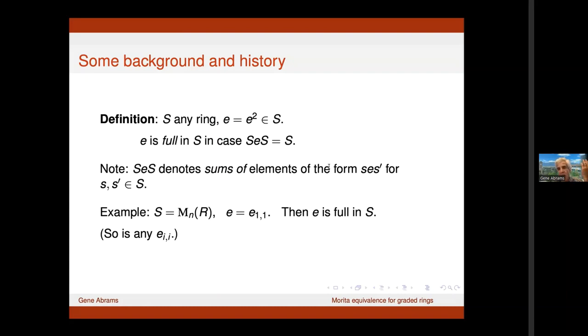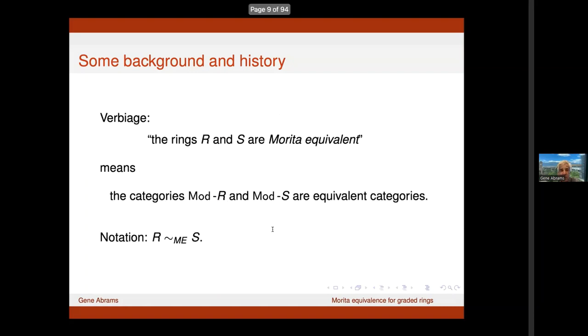You can do this for E_ii, for any i, of course. And the point is, if you give me E11 and you've given me the entire matrix ring, then of course you can produce each E_ij by an appropriate multiplication. Okay, so this is a good example to keep in mind.